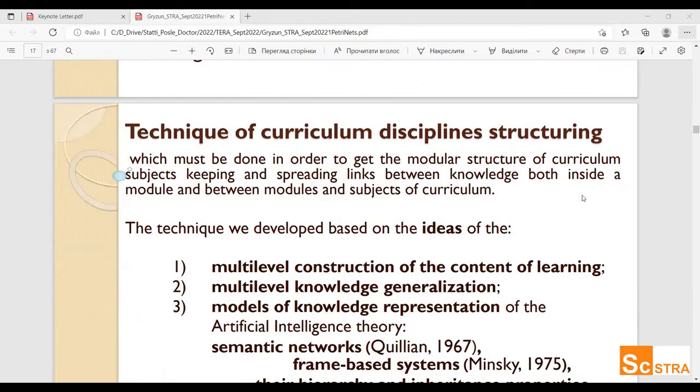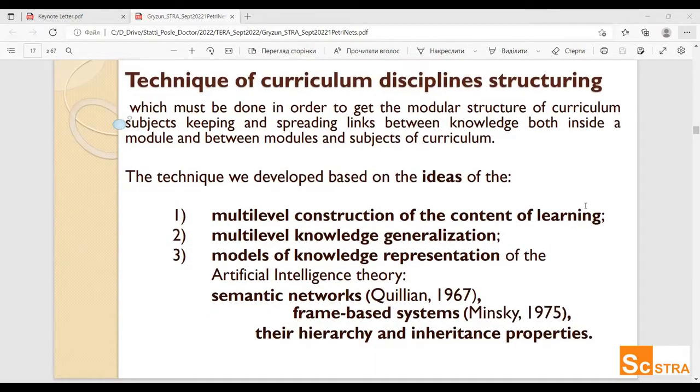The technique of curriculum discipline structuring, which must be done in order to get the modular structure of curriculum subjects, keeping and spreading links between knowledge both inside a module and between modules and subjects of the curriculum. It was based on the ideas of the multi-level construction of the content of learning, multi-level knowledge generalization, and using the models of knowledge representation of artificial intelligence theory. In particular, semantic networks and frame-based systems were used.